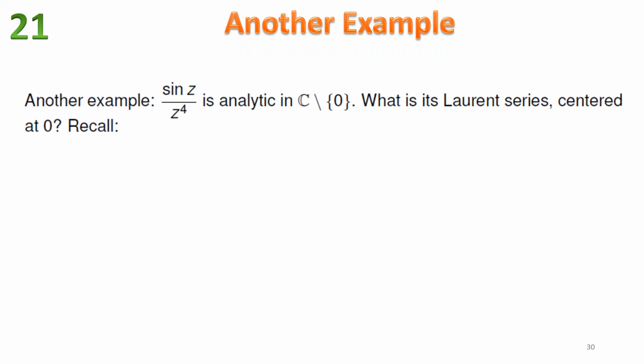Now let us deal with another example where the function is sine of z upon z to the power 4, and we already know that it is an analytic function except at the origin of the coordinate system, that is, the complex plane. So here we have a complex plane, and in this complex plane we can talk about the function except at the origin. And we are now interested in knowing in this annulus what the Laurent series centered at origin is.